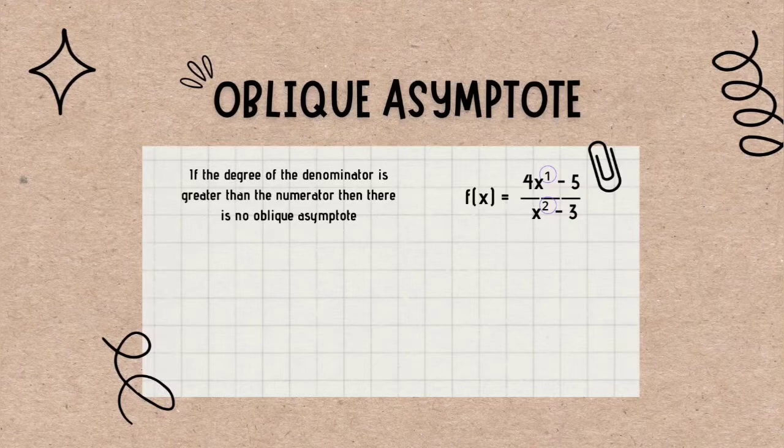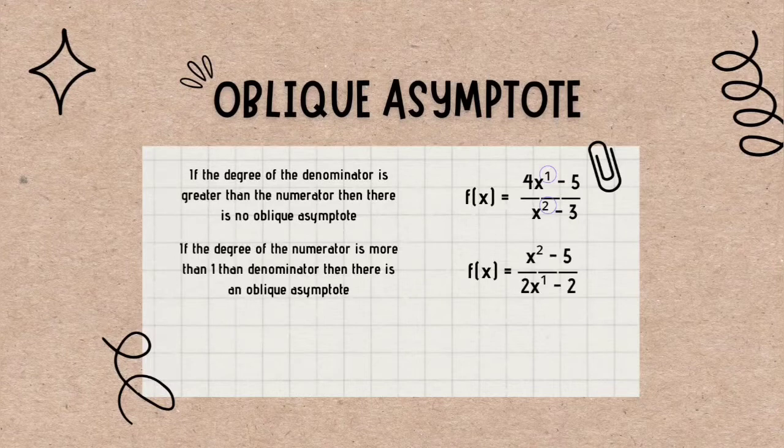So simple, diba? Next, if the degree of the numerator is more than 1 than the denominator, then there is an oblique asymptote. Like for example, ang degree ng numerator ay more than 1 sa denominator, like mas mataas pa ang degree ng numerator sa denominator, then ang sagot ay oblique asymptote.